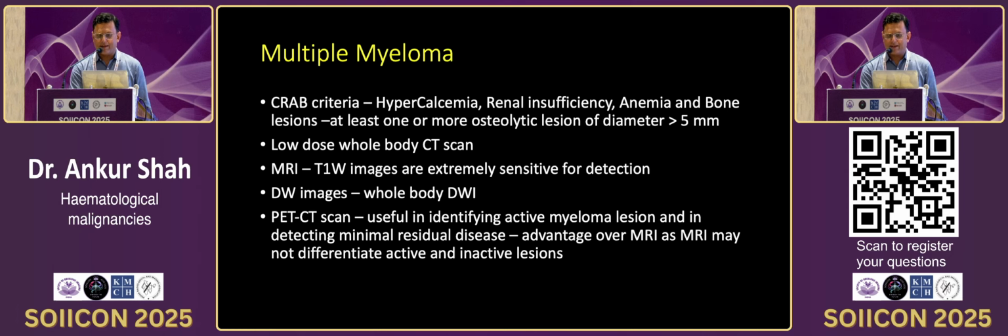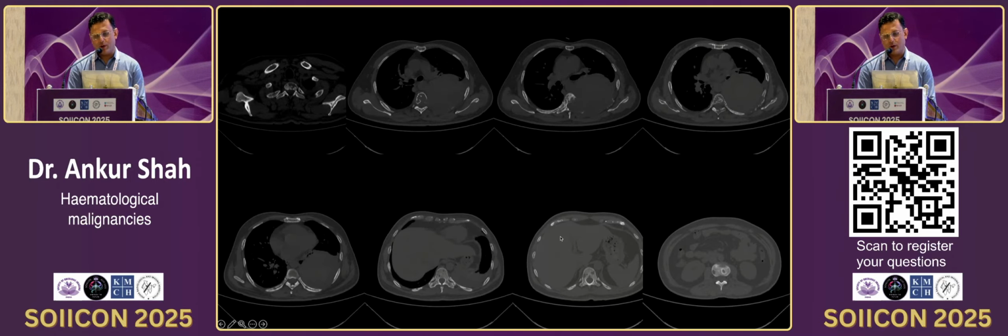The T1 weighted images are extremely sensitive for detection. We can do a diffusion weighted whole body MR image. Again, that will give you the exact disease burden. And PET-CT is useful in identifying the active lesions of myeloma, and that is one advantage over the MRI.